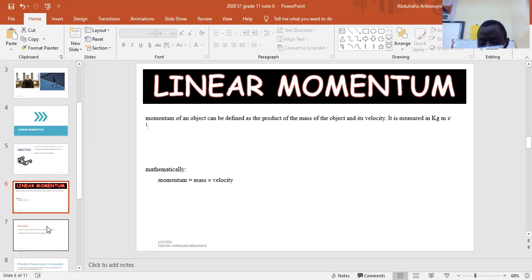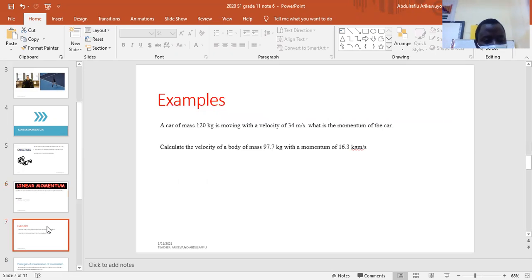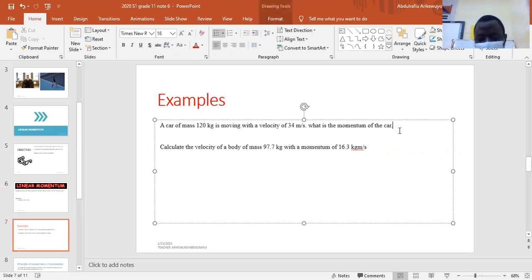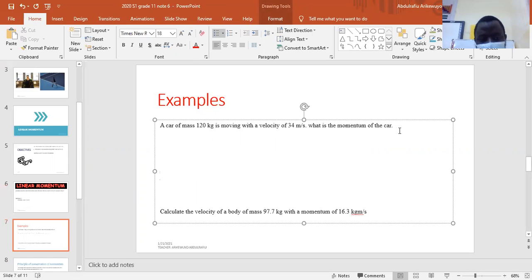So now let us take some examples to apply this expression. Example 1. A car of mass 120 kilograms is moving with a velocity of 34 meters per second. What is the momentum of the car? This is a very easy and interesting question.